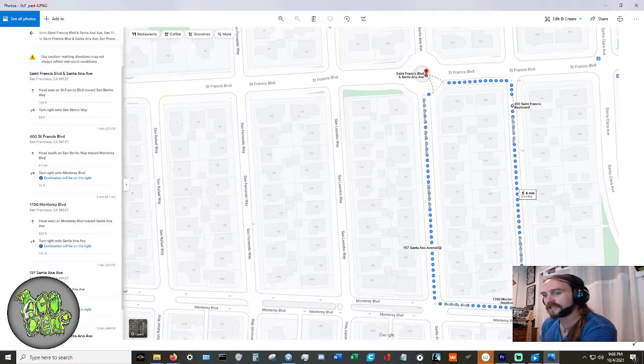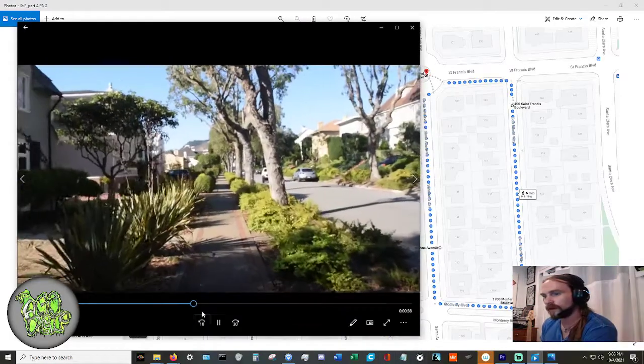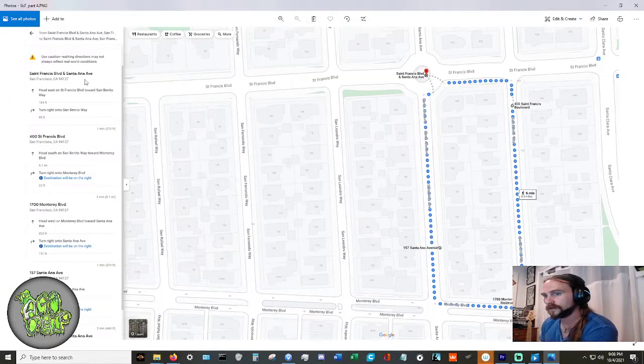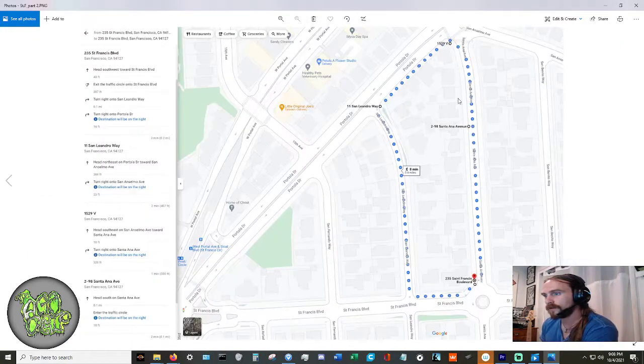So now this is the far end. Let me pause this clip. This is the far end. So that's this one right here. This is passing Francis Boulevard, Santa Ana, going up and around this way. So this is going up Santa Ana, going to hit Portola, and then back down.